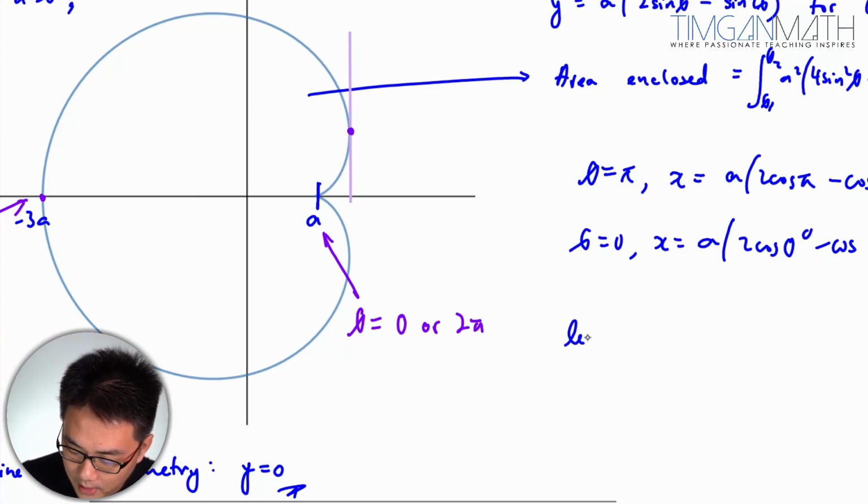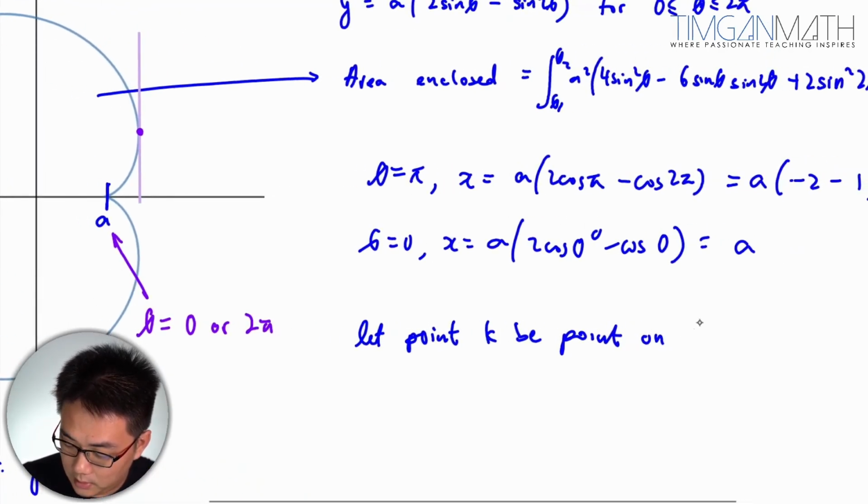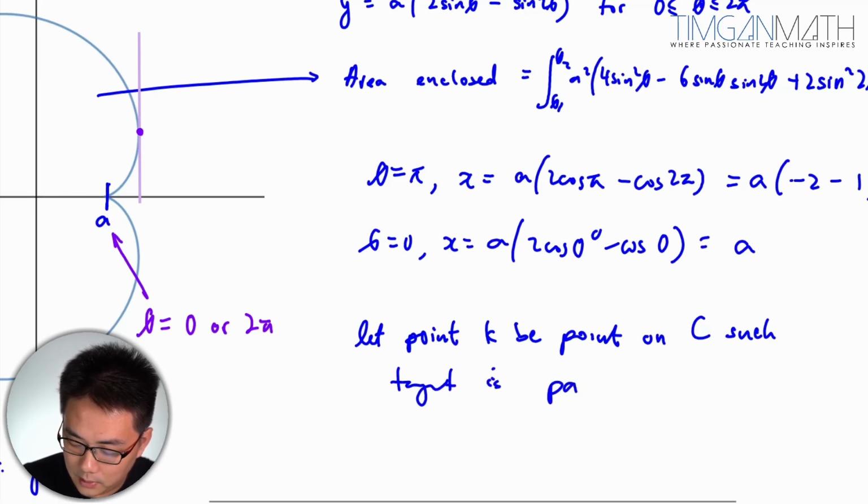So let point K be a point on C such that the tangent is parallel to the y-axis. I actually don't really need to know.